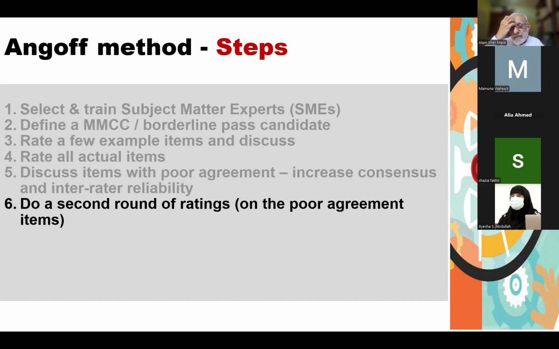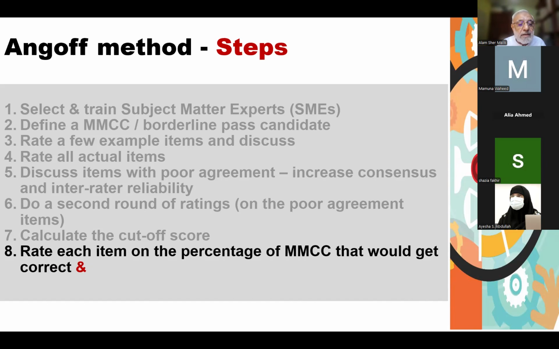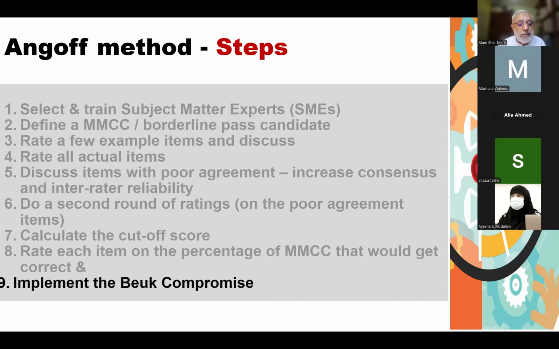So once they have discussed, in the second round they would come to a consensus on the poor agreement items, calculate the cutoff score, and rate each item on the percentage of minimally competent candidates that would get it correct, and implement the Beuk compromise.